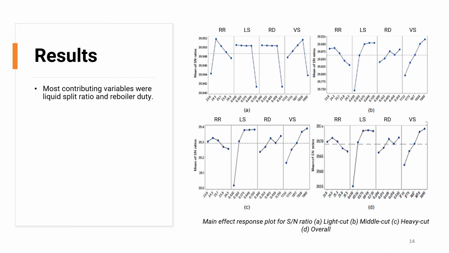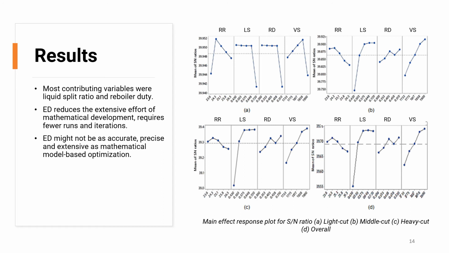The use of experimental design approach to optimization significantly reduces the extensive effort of mathematical development, especially for complex processes. It also requires fewer runs and iteration, thus avoiding computational complexity. However, it might not be as accurate, precise, and extensive as mathematical model-based optimization, since the latter accounts for process phenomena through mass, equilibrium, summation, and enthalpy equations.